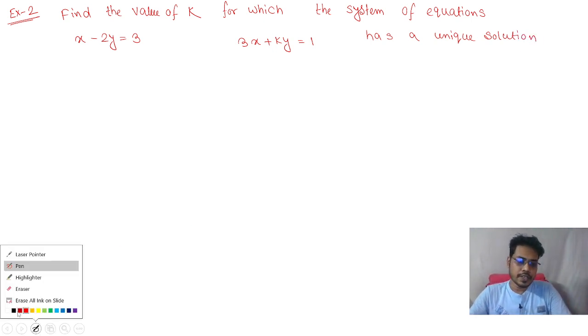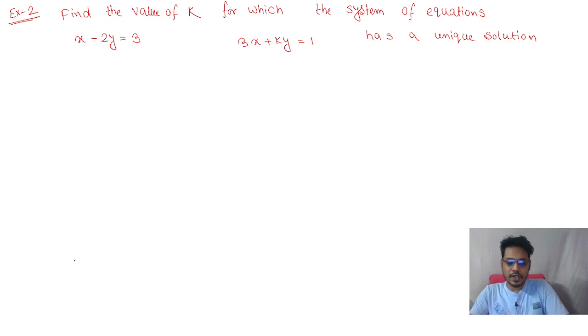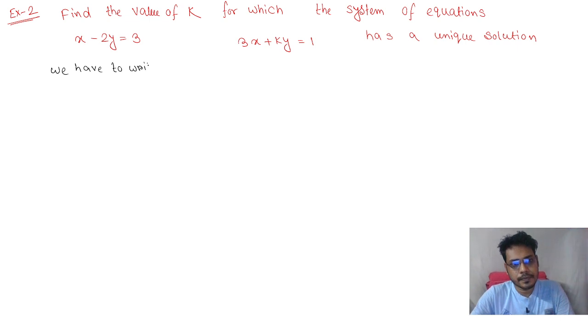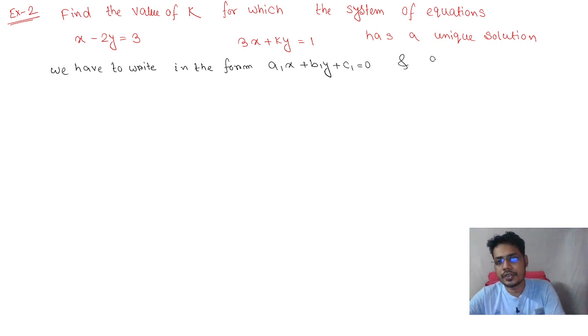Okay, so how can we solve it? It's very easy. First you have to write it in the form of a1x plus b1y plus c1 equals 0, and the second equation, that is a2x plus b2y plus c2 equals 0.